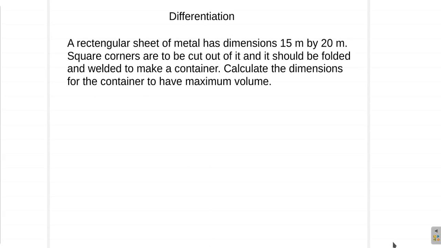A rectangular sheet of metal has dimensions 15 meters by 20 meters. Square corners are to be cut out of it and it should be folded and welded to make a container. Calculate the dimensions for the container to have maximum volume.